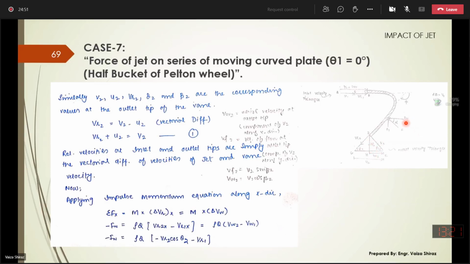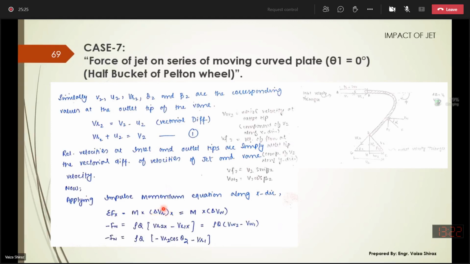Now, remaining things are same. If you have to find out the force F, you will find out Fn and Ft. They will be computed by applying the impulse momentum equation along the x and y axis. Okay, the resultant will give you F and alpha. So first of all, for that you will apply the impulse momentum equation along the x direction. That is, summation of the forces is equal to mass flow rate into change in the velocity along the x axis. अब इस केस में आपकी जो concern velocity है, that is relative velocity.